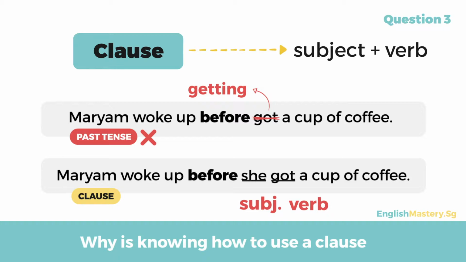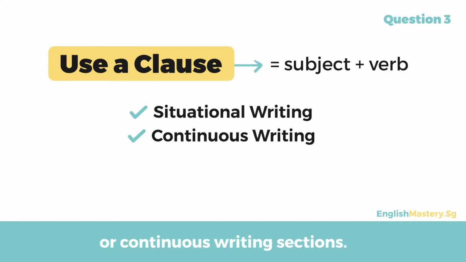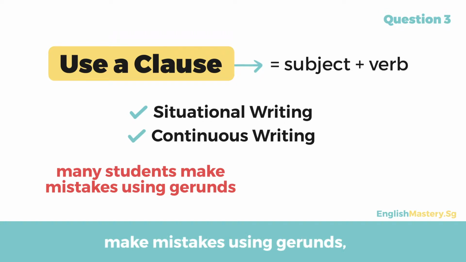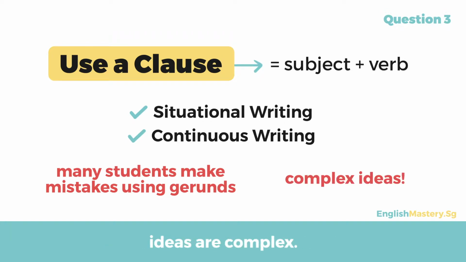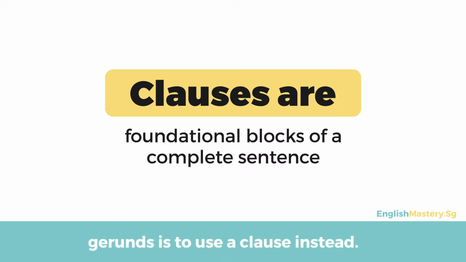Why is knowing how to use a clause so important? Can't we just change the verb to a gerund by adding an ing, solve the problem, and move on? Learning how to use a clause is important in the situational or continuous writing sections. That's because many students make mistakes using gerunds, especially when their ideas are complex. One trick around this problem is to use a clause since we are so comfortable with clauses. Clauses form the foundational blocks of a complete sentence, and we've been using them since primary 1. Therefore, if you want to play safe, one smart way around using gerunds is to use a clause instead.